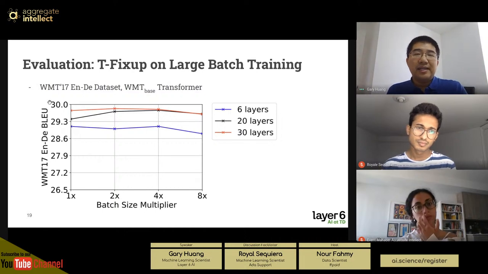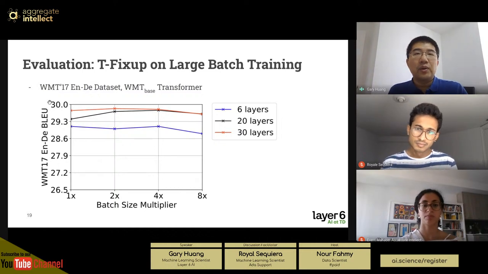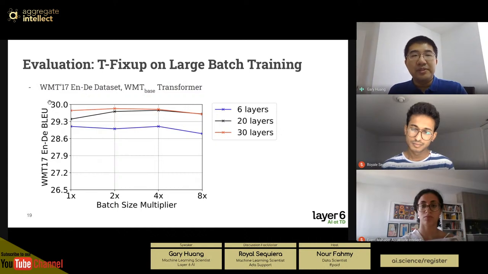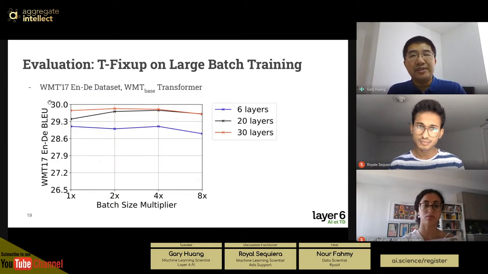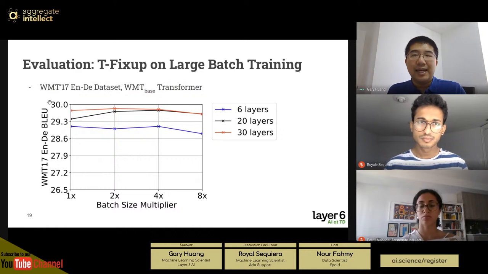Last but not least, it is known that warmup plays an important role for transformers to train in large batch sizes. It is therefore concerning whether large batch training can still be applied with T-Fixup removing the entire warmup phase. So here we test on both standard and deep transformer models with the WMT base architecture on the WMT-17 English to German dataset, and show that with T-Fixup applied, it is indeed possible to train with large batch sizes without warmup and without any significant decrease in performance.